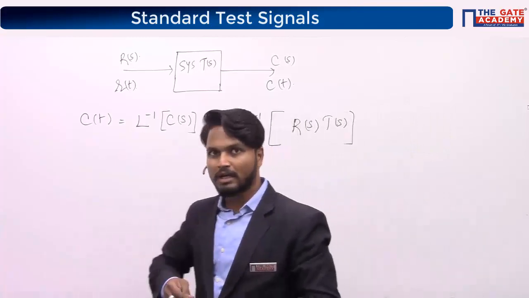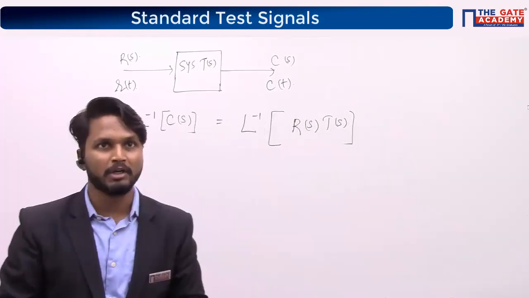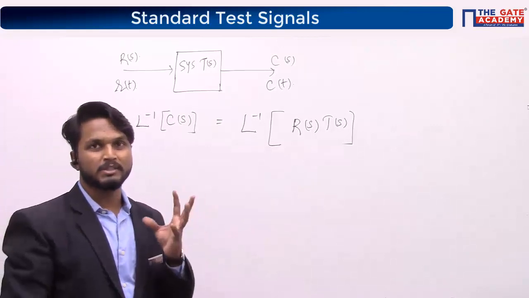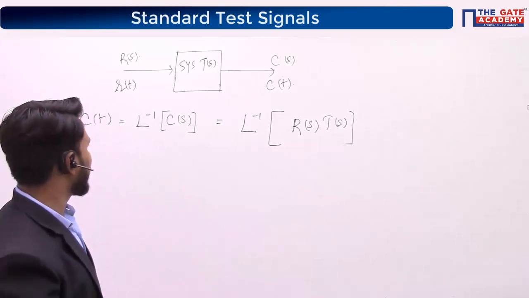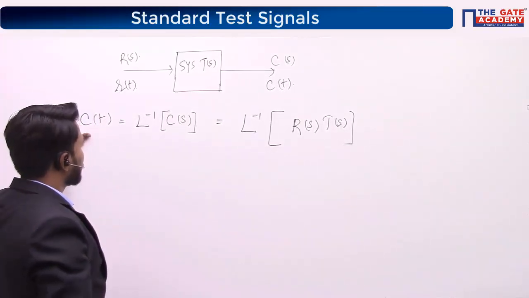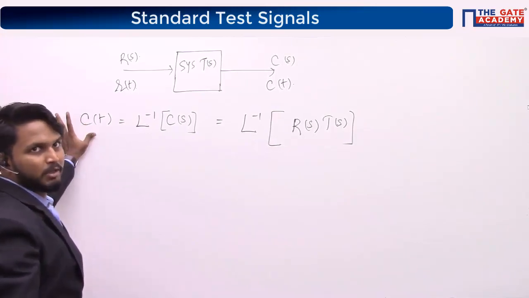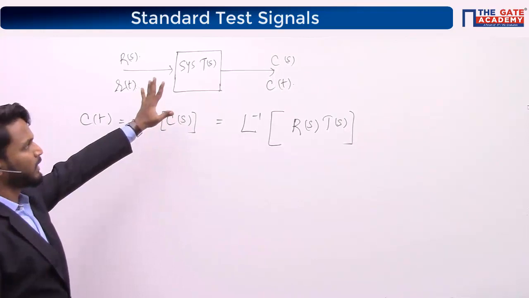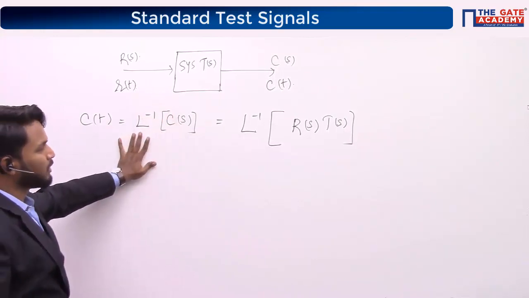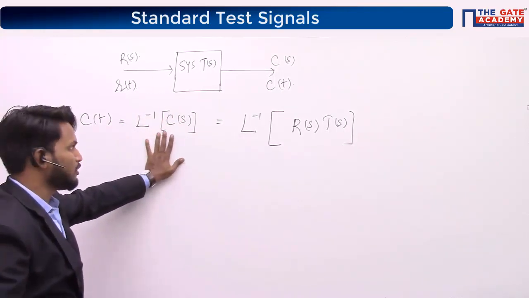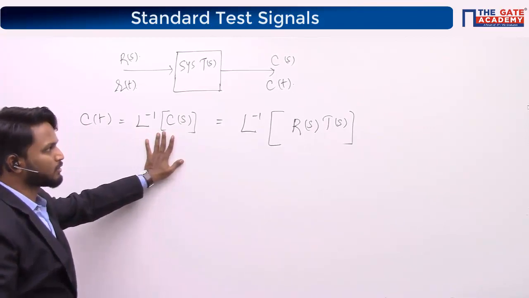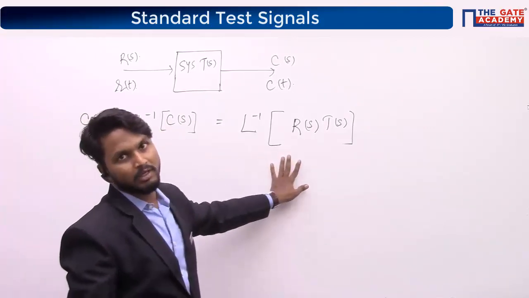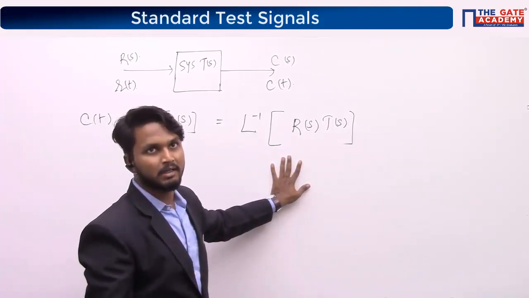Whenever you are asked to calculate the output of any particular system for a specific input, how will you calculate? You will calculate with the aid of this: c(t) is equal to the Laplace inverse of C(s). You will find C(s) and then find the Laplace inverse of C(s), which is equal to the Laplace inverse of R(s) times T(s). Is it clear till now?